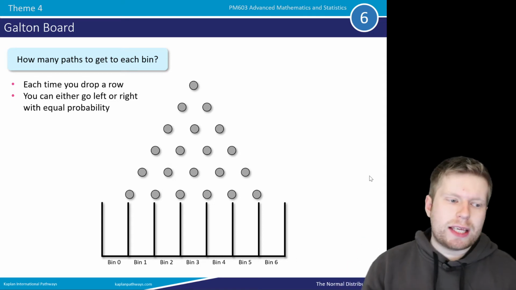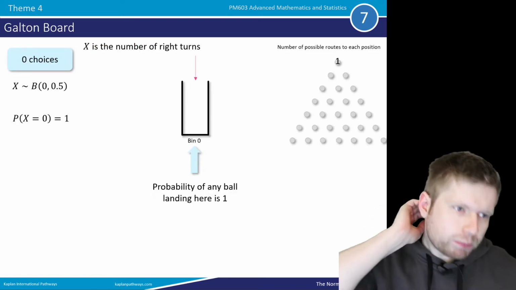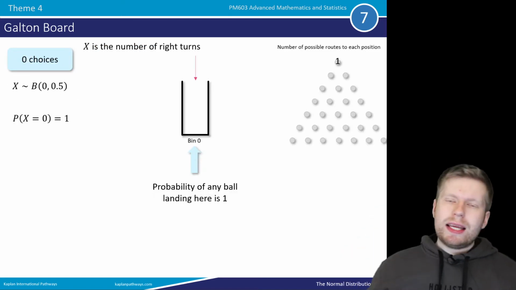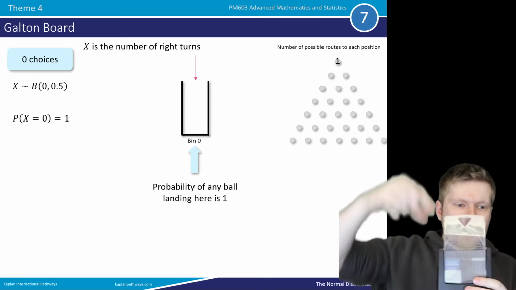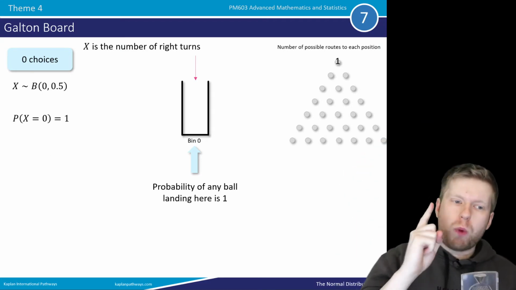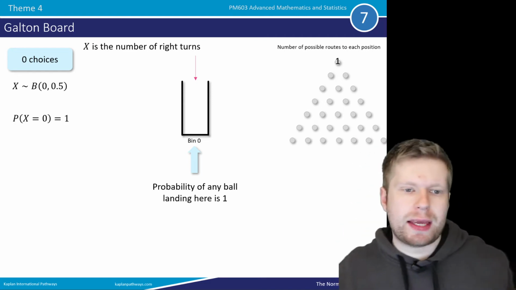Now we're going to look at the case where there's an equal chance of going left as there is right. So let's have a look at this then. Let's simplify it by looking down, first of all, the most basic case. Imagine there are no pegs. Imagine we're just dropping a ball and there's only one bin that it can land in, okay? Bin 0, okay? So there's no choices that it's making.